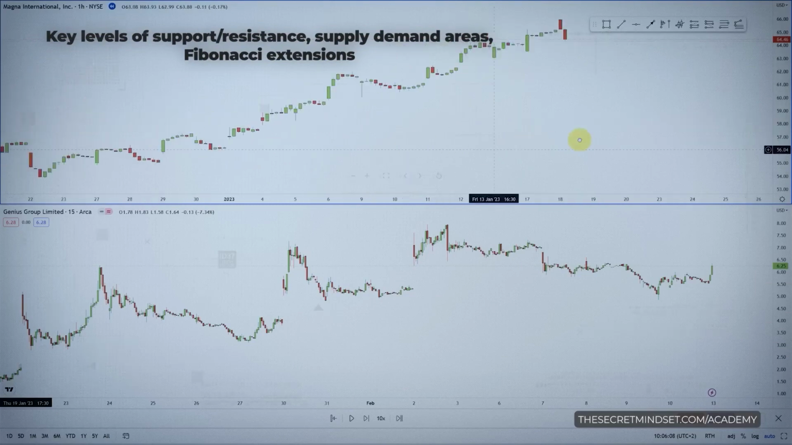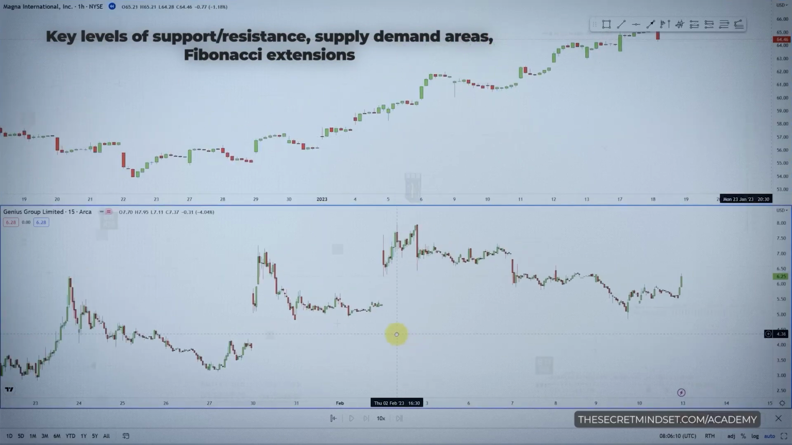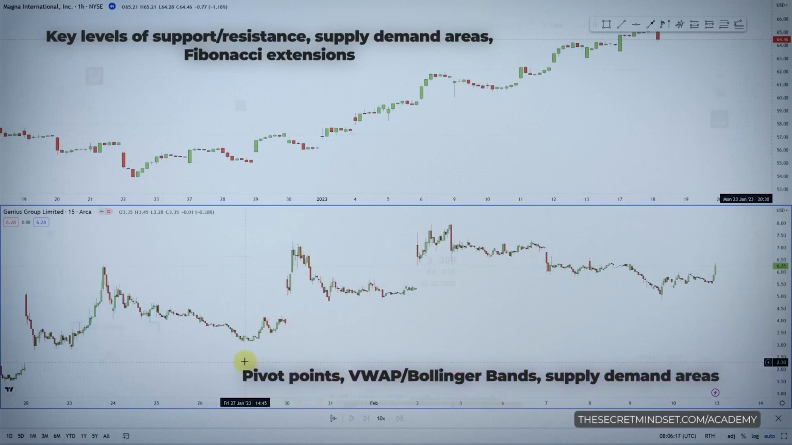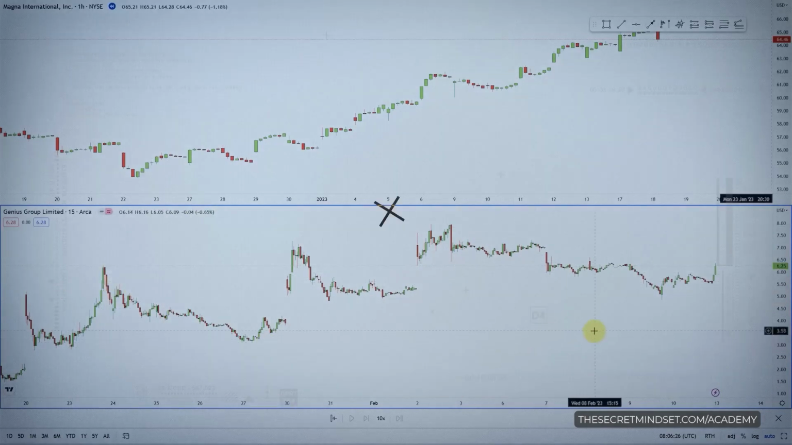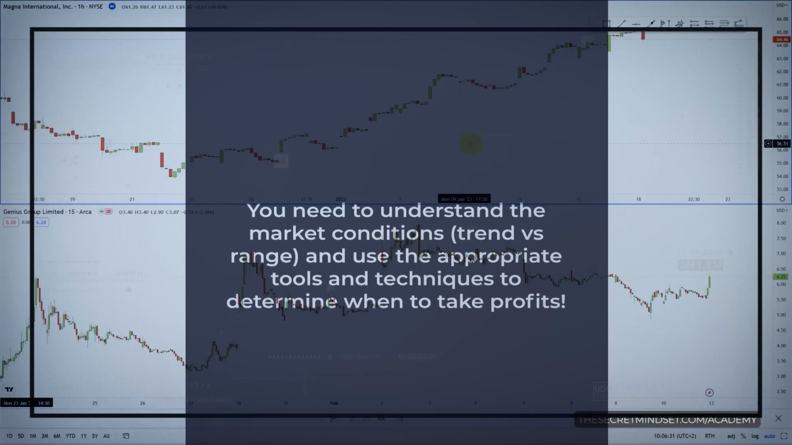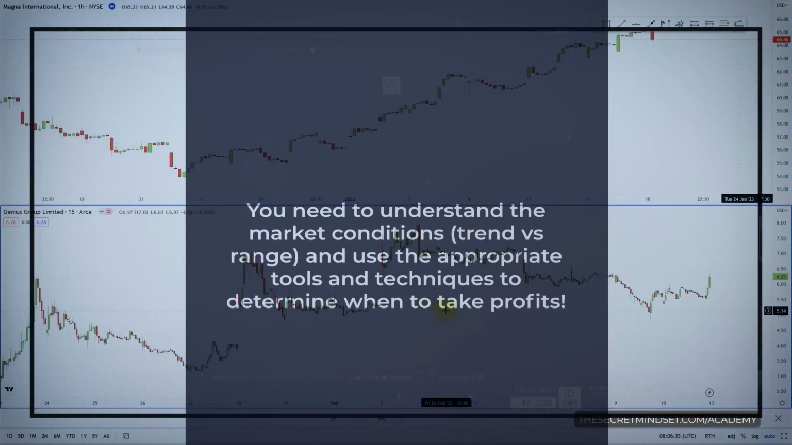On the other hand, taking profits in a ranging market can be more challenging, making it difficult to determine when to take profits. Pivots are good targets when the market is stuck in a range. VWAP bands or Bollinger Bands are also very useful during these conditions. You need to understand the market conditions and use the appropriate tools and techniques to determine when to take profits.